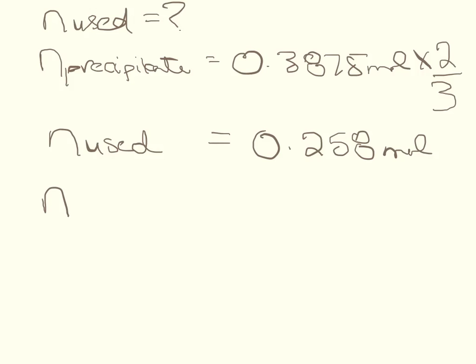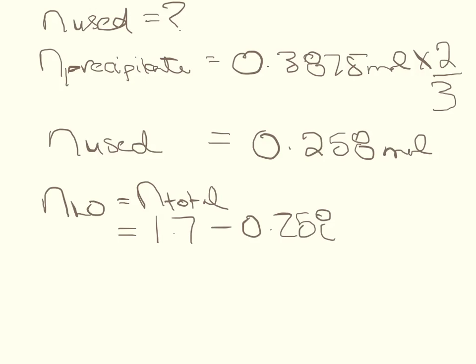So the number of moles left over equals the number of moles total, which, if you remember from our last slide, the number of moles total was 1.7. And now we know how much we used. So that equals 1.44 moles left over. Now, we asked the question, how many grams? So on the next slide, we're going to figure out the number of grams, and that should be simple for you by now.